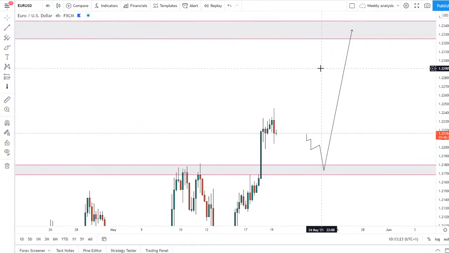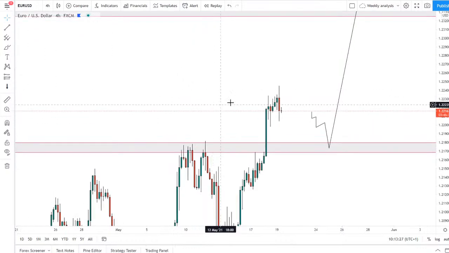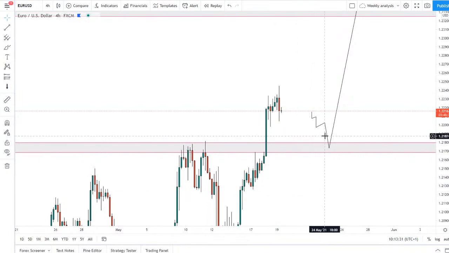So bias is still to the upside for Euro USD long term, but I think we could maybe see a dip in price, slight push to the downside, retest that area, and then the continuation. And again, could be a good place to look for buys as well, that 1.21800 area.